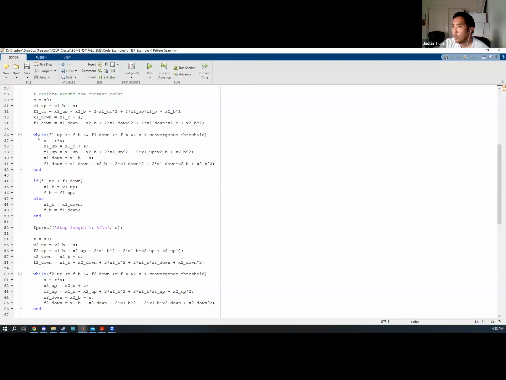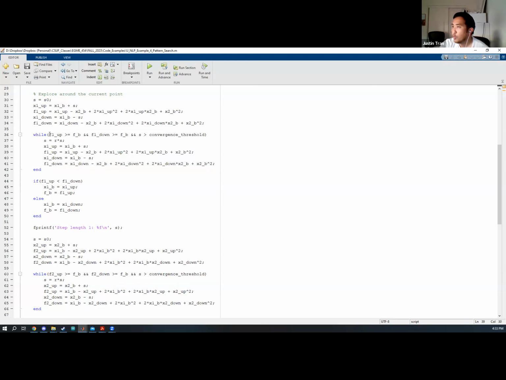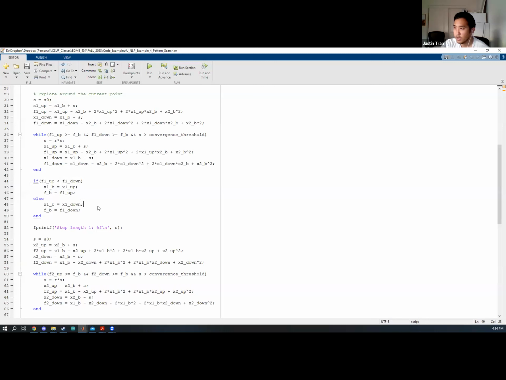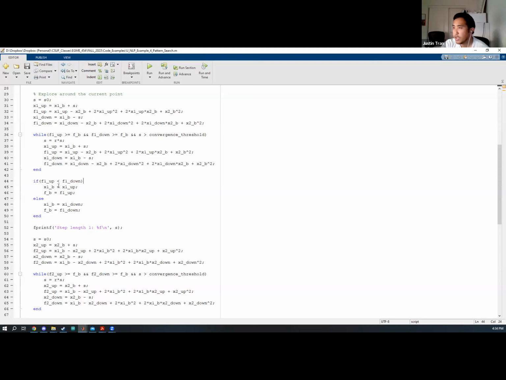Okay, and then once we're done with this while loop, one of two things has happened. Either we find an improvement, and so we find that either F1 up or F1 down leads to an improvement in the objective function. Okay, and so if that were true, then we're basically going to take a step in those directions. So that's what this if statement does. It checks to see which one between F1 up and F1 down does lead to that improvement of the objective function. Okay. And then we take that step in that direction.